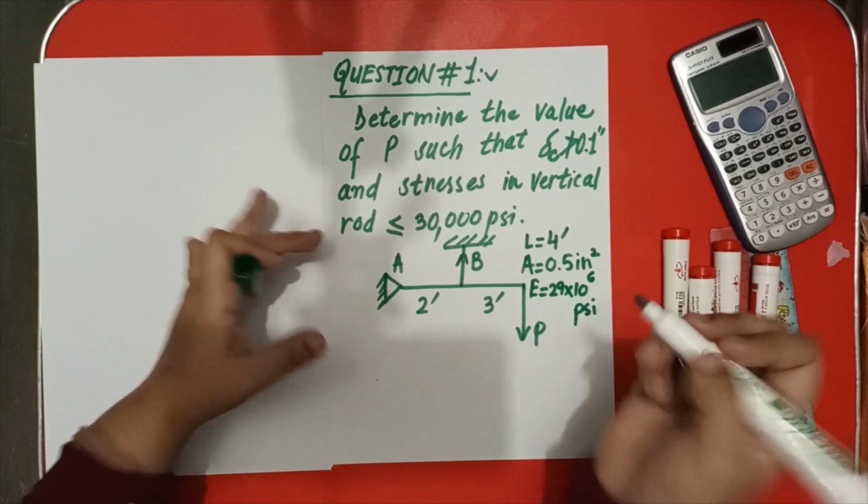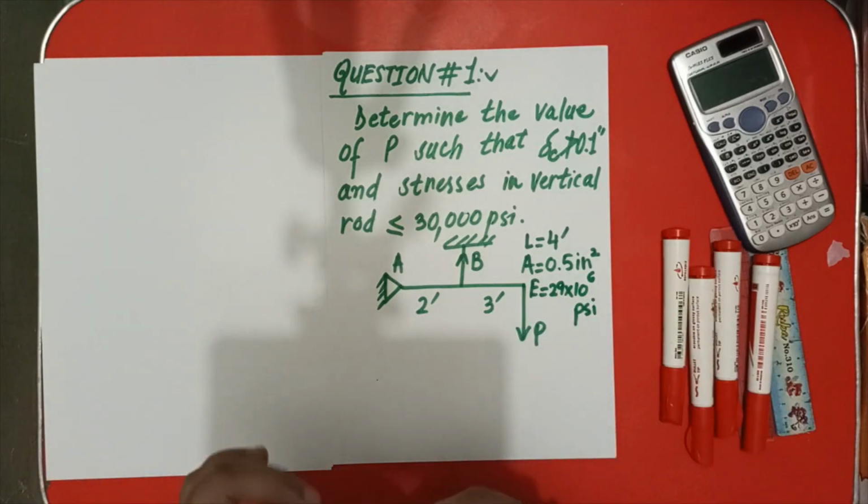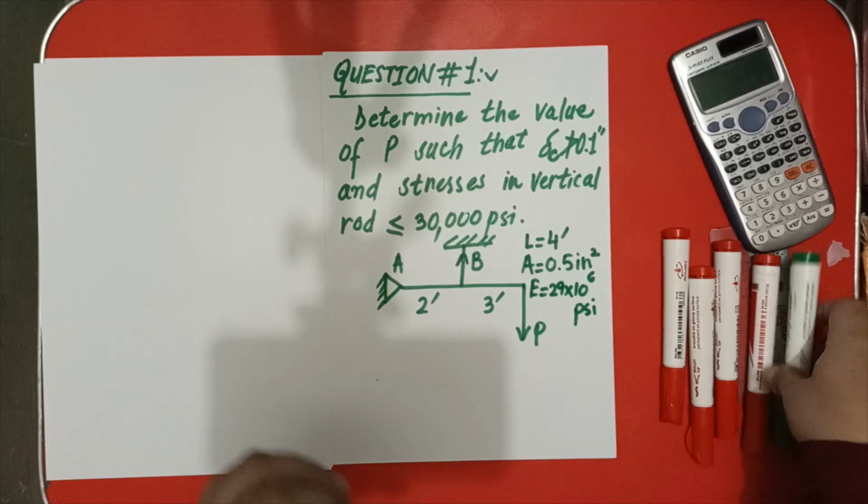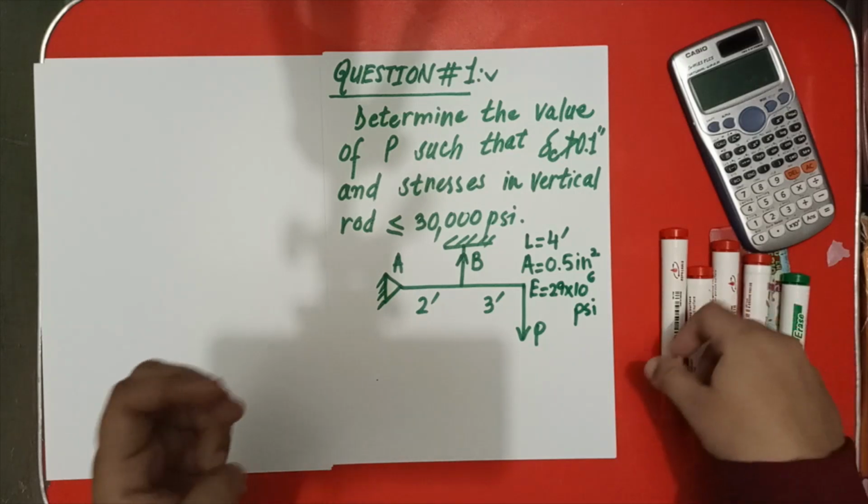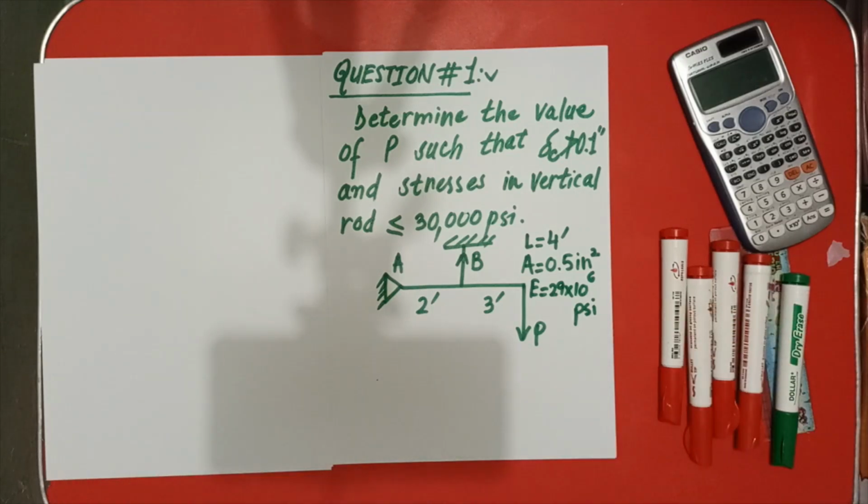If it is not given in the question, you can search for it, or Google it, or you can also find it from the book. So what is the question all about? Determine the value of P. You have to find the value of P such that delta C is not greater than, or you can also say deformation, must not exceed 0.1 inches and stresses in vertical rod is less than or equal to 30,000 psi.